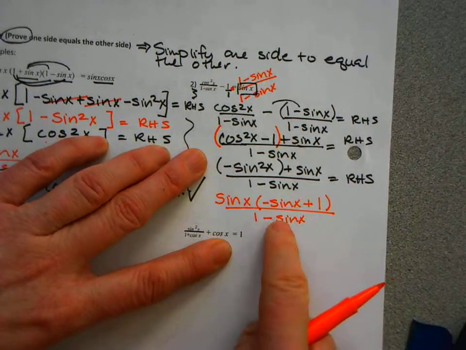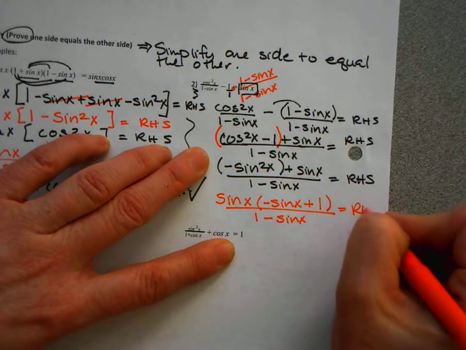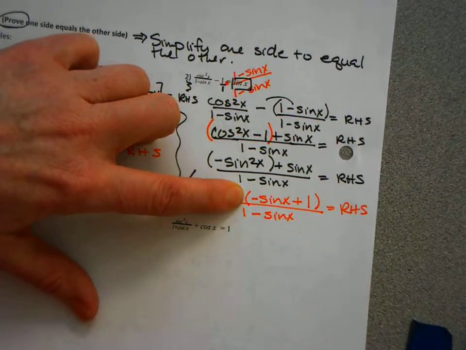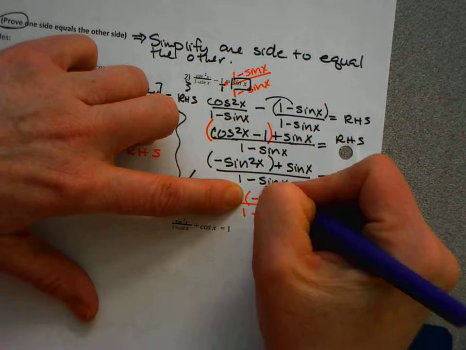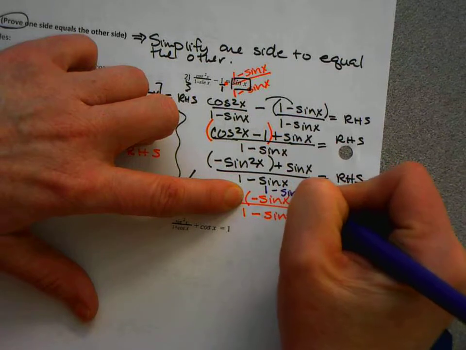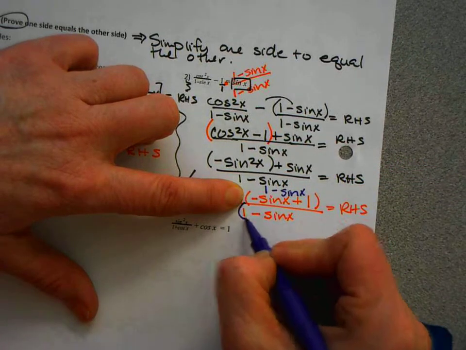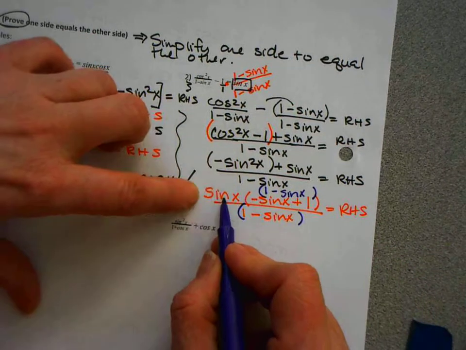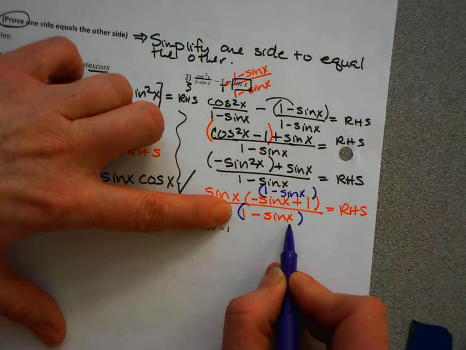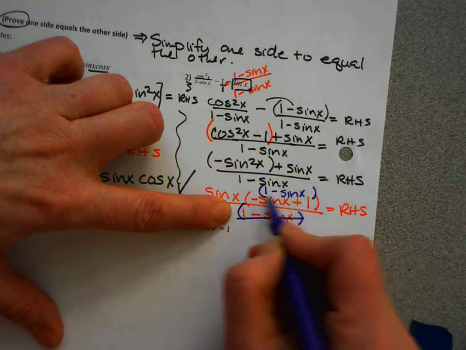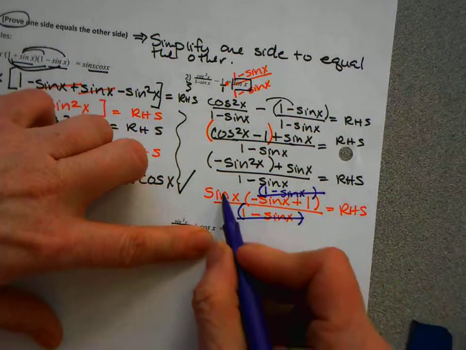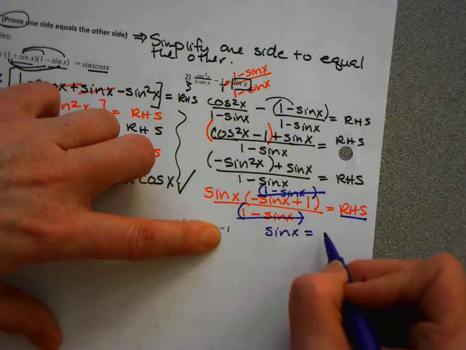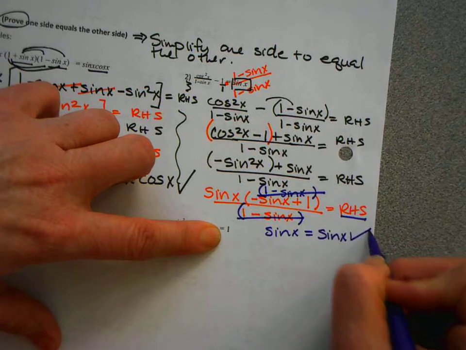Okay, now look at these two very closely, equals the right-hand side. Look at these two. If I just switch the order of these, different order, it's really 1 minus the sine of x, isn't it? And if I have 1 minus the sine of x in the numerator, multiplied to the sine of x, and 1 minus the sine of x in the denominator, I can cancel out that whole thing. And what I'm left with is sine of x equals, what was that right-hand side? Sine of x. And that's verified.